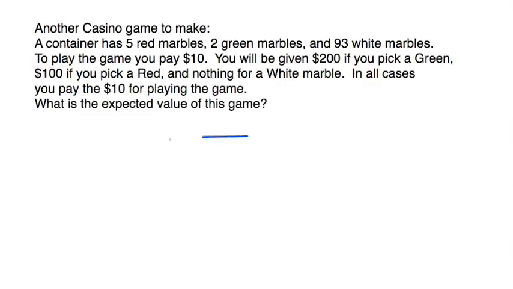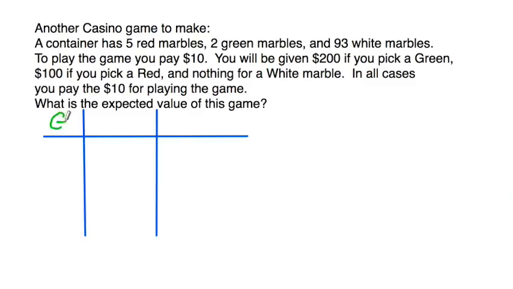So I want to draw a table. And what can happen is 3 things. 1, you could win $200. 2, you could win $100. And 3, you would lose some money because it doesn't pay anything for a white marble. So what could happen is we're looking for, let's go for the big payout, the green marble, and the medium payout, the red marble, the 0 payout, the white marble. So these are my descriptions of what could happen.